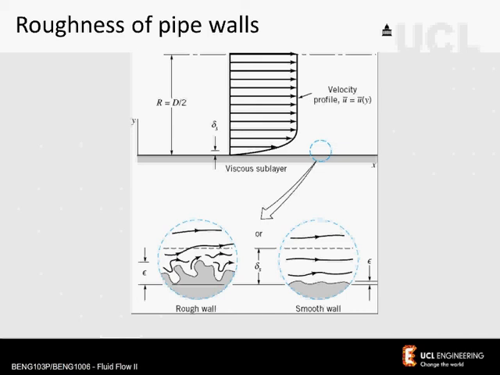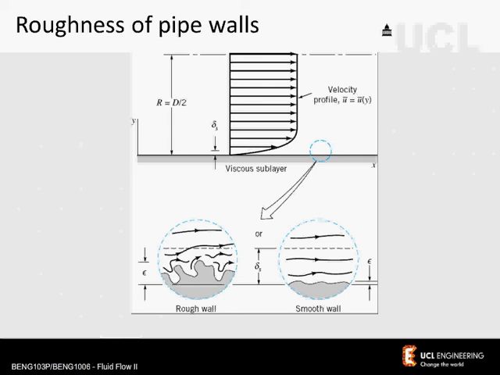So for rougher pipes, or pipes made out of coarser materials, the difference in the height between the minimum surface of the wall and the maximum surface of the wall is going to be bigger than in pipes made out of finer materials with smoother walls, where the difference between the minimum and maximum surfaces is going to be smaller.